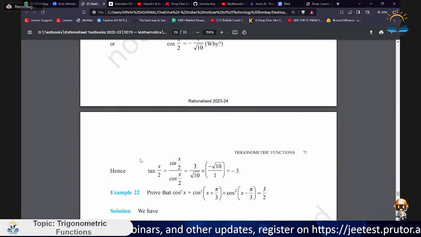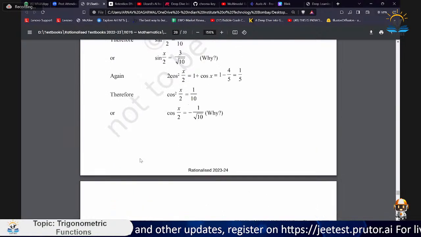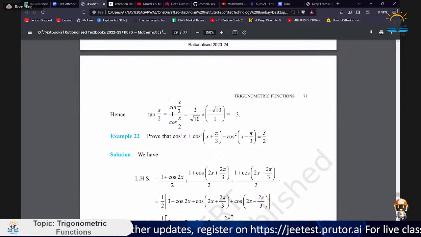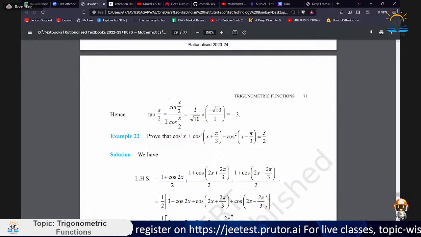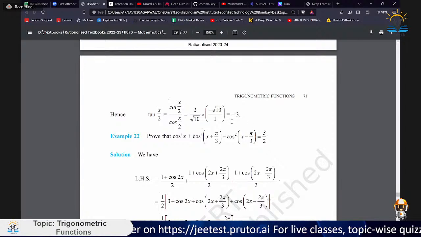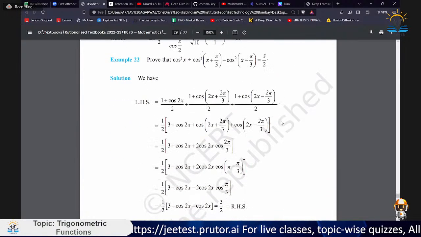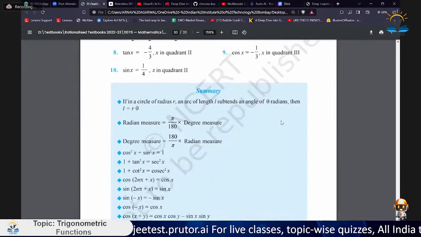And again, we know how to calculate tan x by 2 clearly. Why? Because tan x by 2 is sin x by 2 upon cos x by 2. And that is nothing but minus 3. So yeah, that was the miscellaneous examples.